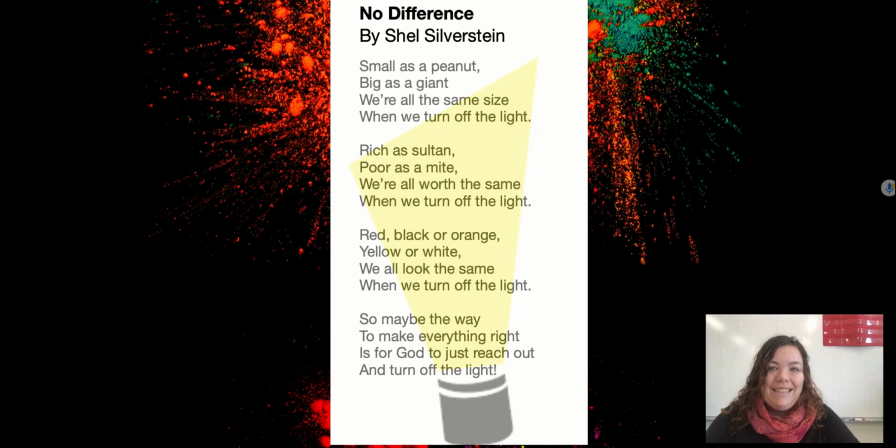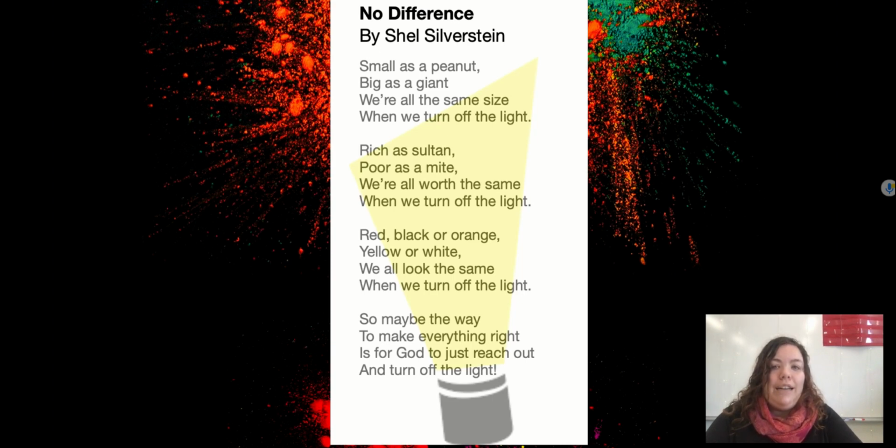Do you see those words as? Small as a peanut. It's comparing being small to being a peanut. Or big as a giant, being big to a giant, using as. So those are both similes. Small as a peanut, big as a giant.